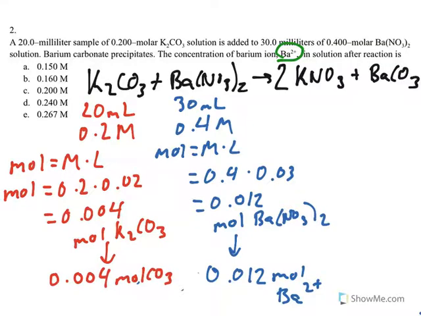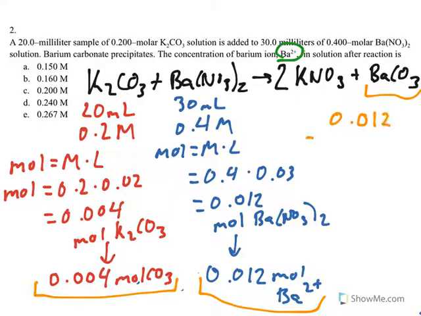So let's think about what's doing the reacting here. This barium on the right is going to react with the carbonate in red on the left to produce barium carbonate. So if you wanted to think of this as a limiting reactant, you don't have enough carbonate to react with all of this barium. In fact, if you subtract 0.012 minus 0.004, you'll see that you have 0.008 mole of barium 2+ ions that never reacted with anything. They're still just hanging out in that solution.